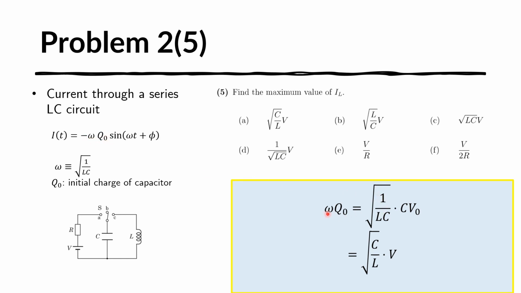We know that omega is the square root of 1 over LC from here, and Q sub 0 is just the initial charge in the capacitor, which is given by the capacitance times the initial voltage in the capacitor. But the initial voltage of the capacitor is V because it is fully charged from when the switch was at position A. And therefore, we obtain this equation here. And the C's cancel, and the V sub 0 is replaced with V. This is the answer.